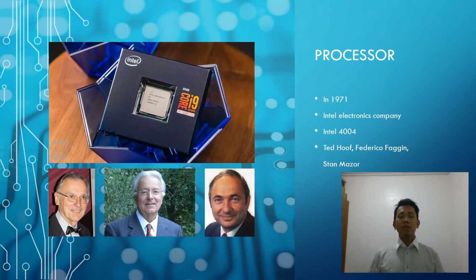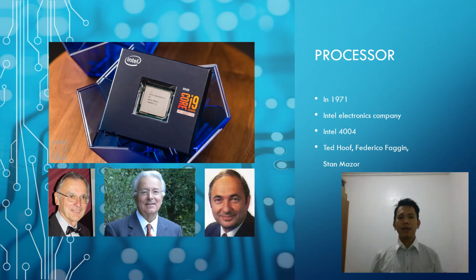In 1971, the component that was truly called a microprocessor was made for the first time by engineers from the Intel Electronic Company. The chip is named Intel 4004 and was designed by Ted Hoff, Frederick Faggin, and Stan Mazor. At the time, semiconductor circuits had been developed with a complexity of 100 transistors per circuit.